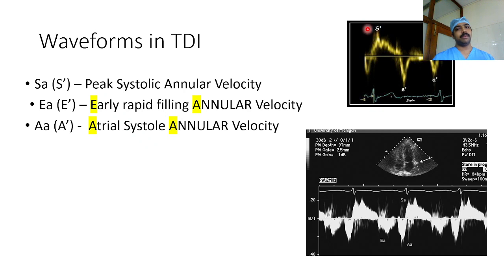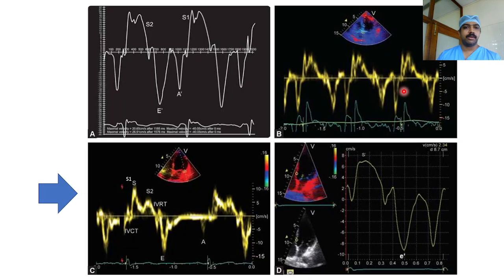So this is the peak systolic annular velocity, and in diastole we have an early rapid filling and the atrial systole. E prime is the annular velocity in early rapid filling, and A prime is the atrial systole annular velocity. So E stands for the early and A stands for the atrial systole. Diastolic events are denoted by small letters with the prime. Those are the waveforms in tissue Doppler imaging.